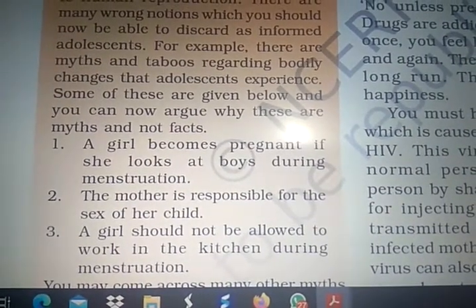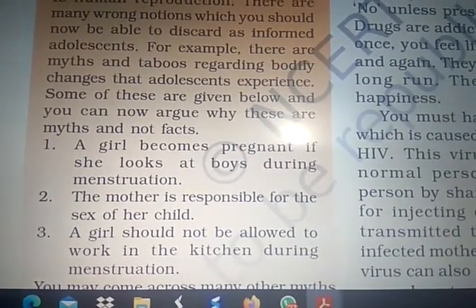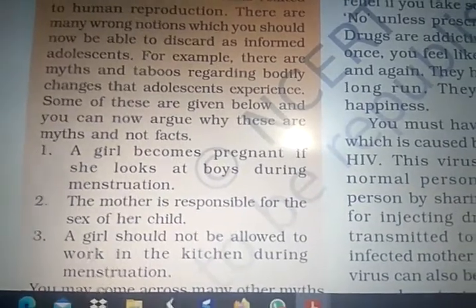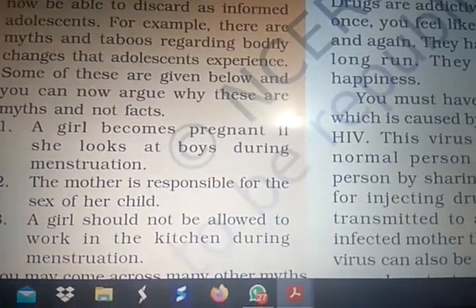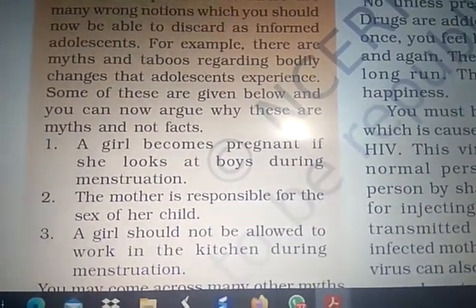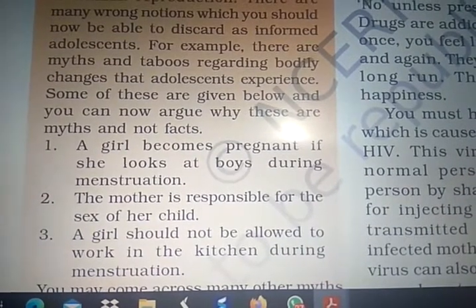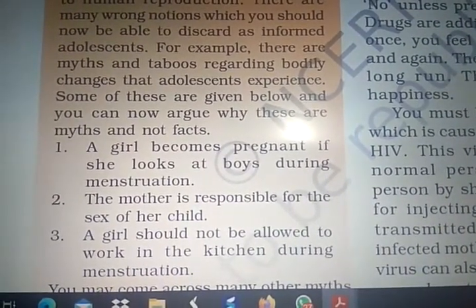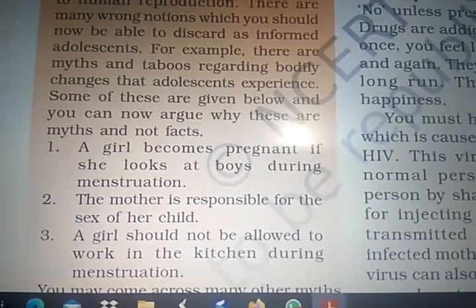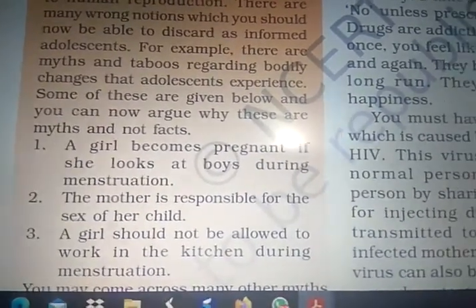Another taboo is that a girl should not be allowed to work in the kitchen during menstruation. This is not possible in today's times, right? Whether the person is a girl or boy, whether father or mother, they should help each other, right? So this is perfectly wrong.